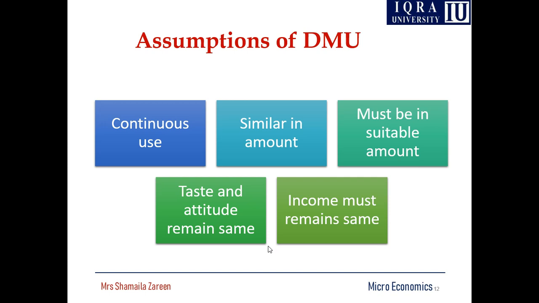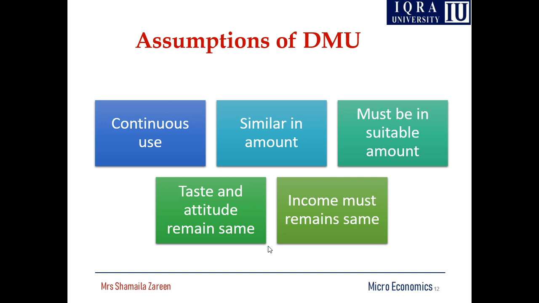Number two, if he is taking one glass of water, he is continuously consuming one glass of water, meaning the amount must be similar. He is using one glass of water, not half a glass of water. They must be in suitable amount. Taste and attitude remain the same, meaning in any case he is drinking only water, not shifting from water to any other drink. And income must remain the same.